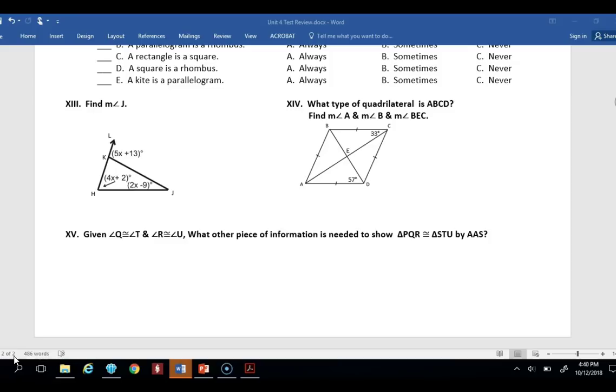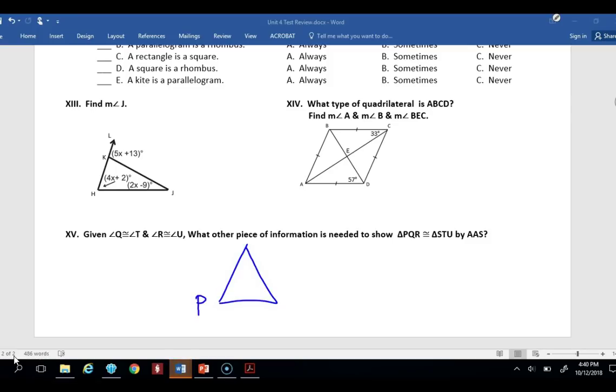Finally, our last problem. So this one is number 15. It says, given that angle Q and T are congruent and R and U are congruent, what other piece of information is needed to show that triangle PQR is congruent to triangle STU? So I'm just going to draw 2 triangles and label them PQR and STU.